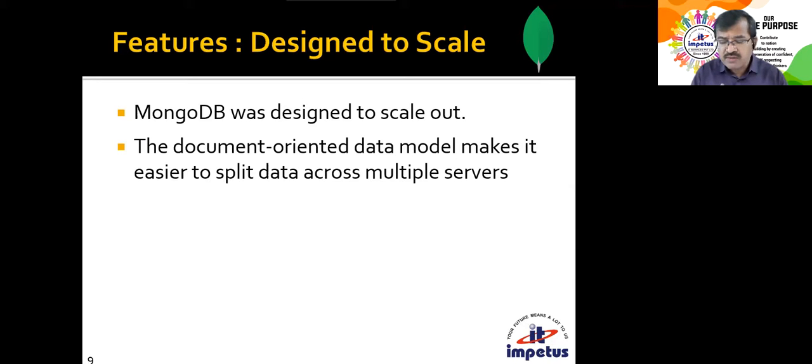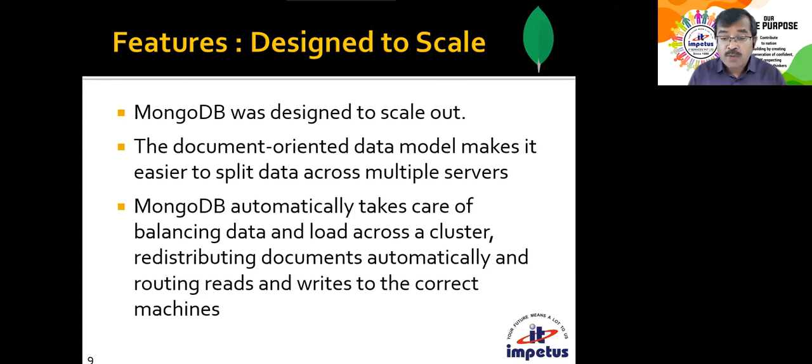We'll be learning this concept. It is very easy to split your data across different machines, servers. It automatically takes care of balancing the data and the load across a cluster, redistributing documents automatically and routing reads and writes to the correct machine. Here we have documents. Each document is like one record. So there are millions of documents, and it will distribute them properly onto different machines.